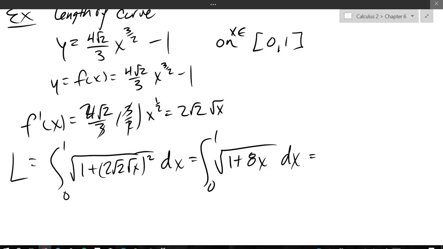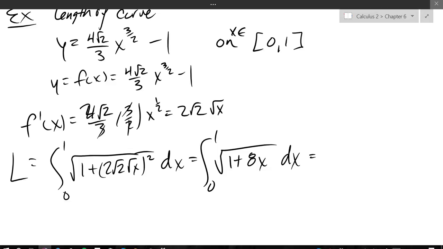Do I need a trig sub? It is a square root. However, the second term is not x squared, so I don't actually need a trig sub on this one. How do I solve this? Algebra won't save you. There's really no algebra to do here.